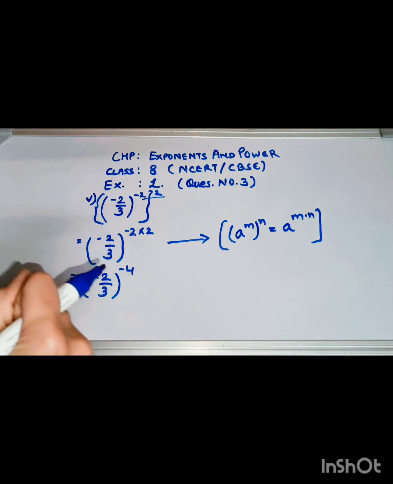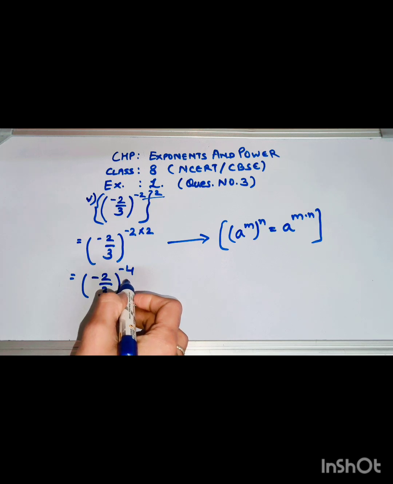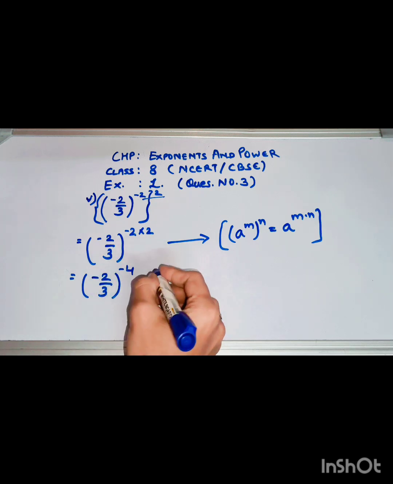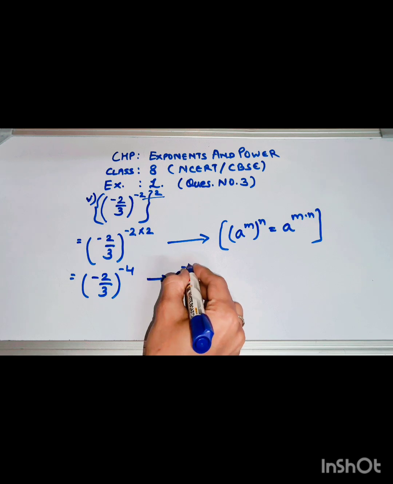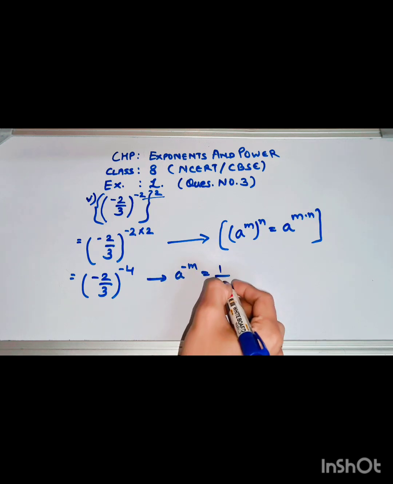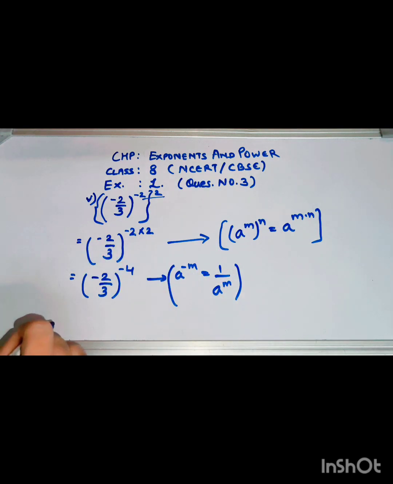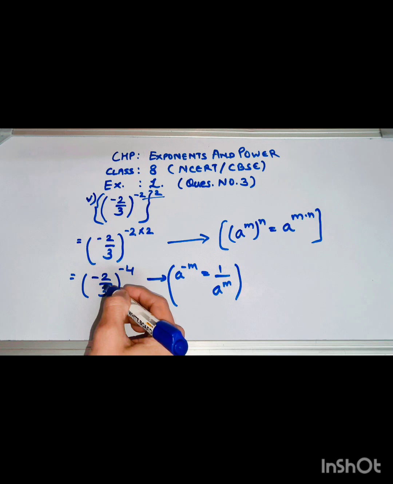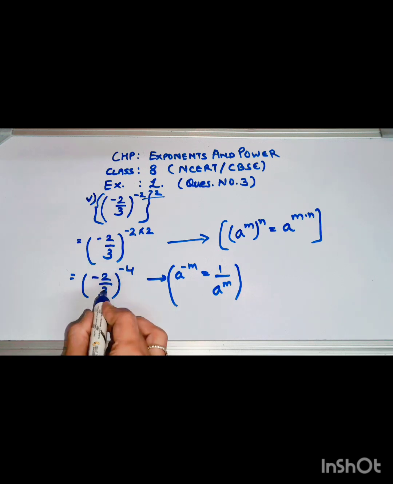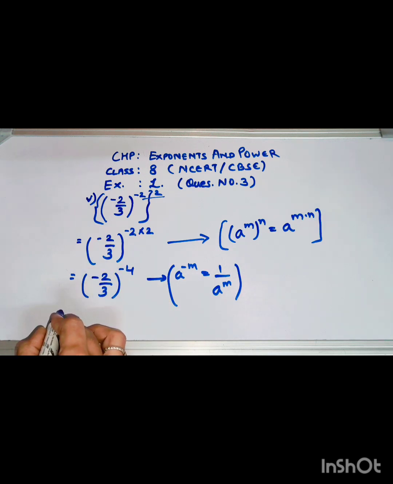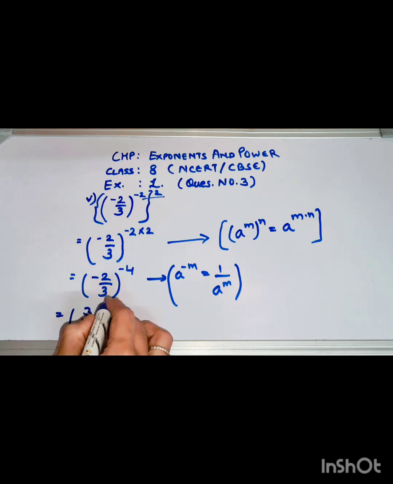Okay. Now we have a negative power. So we'll apply the very common rule, that is a raised to the power minus m, then we can write it as 1 divided by a raised to the power m. Okay. But we have a fraction here. So what we'll do? We will reciprocate this fraction. So I will write here 3 divided by minus 2 whole raised to the power 4.